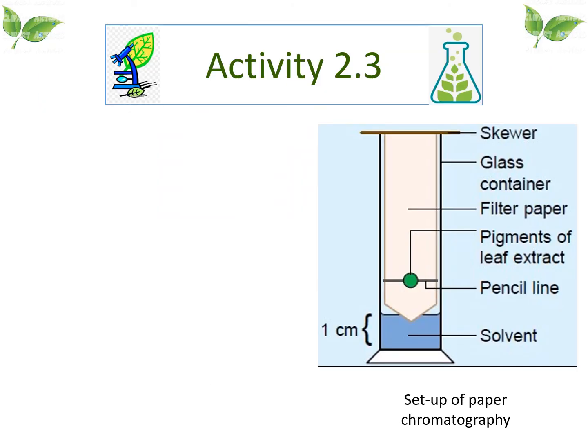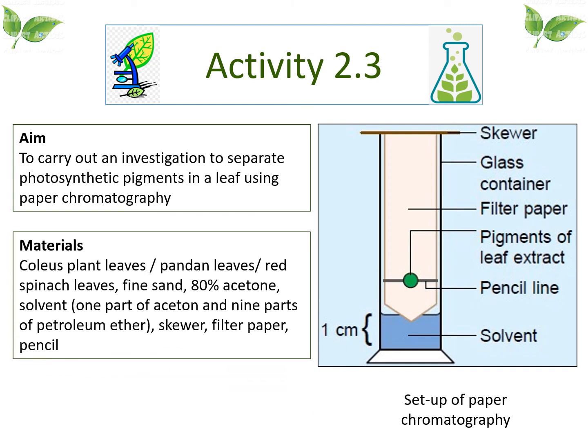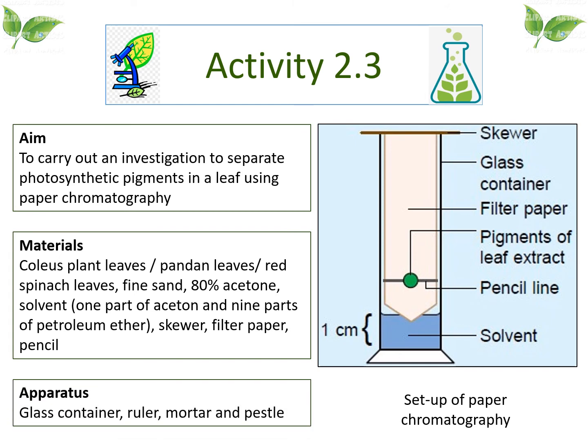Activity 2.3, activity of chromatography. The aim of this activity is to carry out an investigation to separate photosynthetic pigments in a leaf using paper chromatography. Here are the materials: Coleus plant leaf, pandan leaf, red spinach leaf, fine sand, 80% acetone solvent, 1 part of acetone and 9 parts of petroleum ether, skewer, filter paper, and pencil. The apparatus are glass container, ruler, mortar, and pestle.